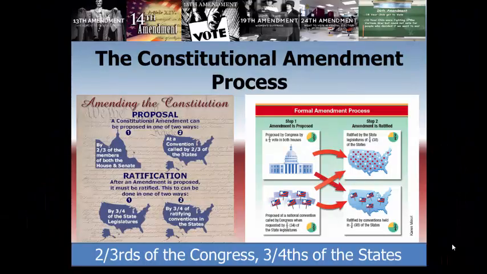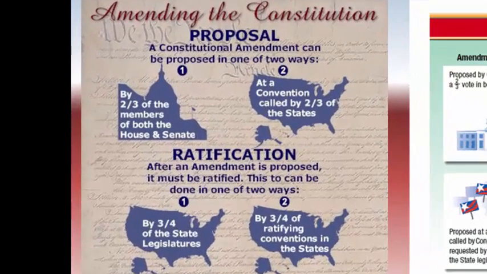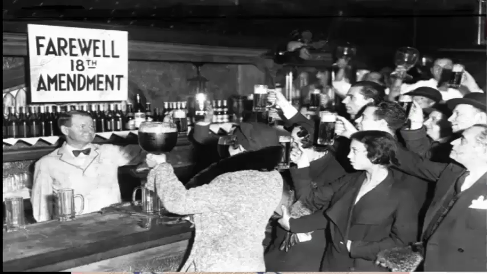Okay, so there are two parts to creating an amendment. The first part is proposing the amendment, and this is done by a 2/3 vote of both houses of Congress. Now, technically, the states can propose amendments via state conventions, but this has only happened once in U.S. history with the 21st Amendment, which legalized alcohol, or really repealed the 18th Amendment, which made alcohol illegal.